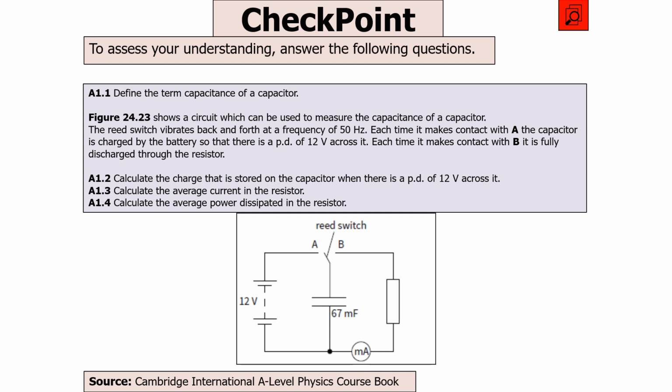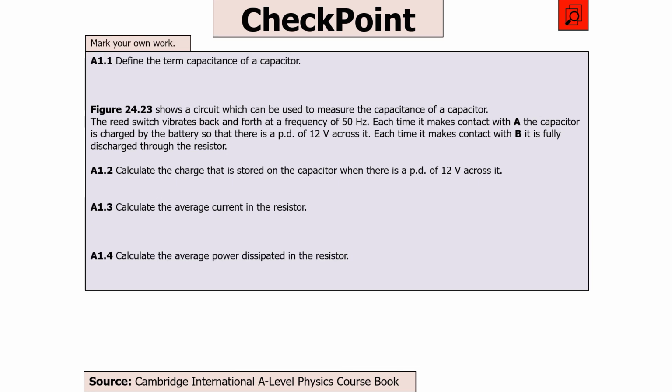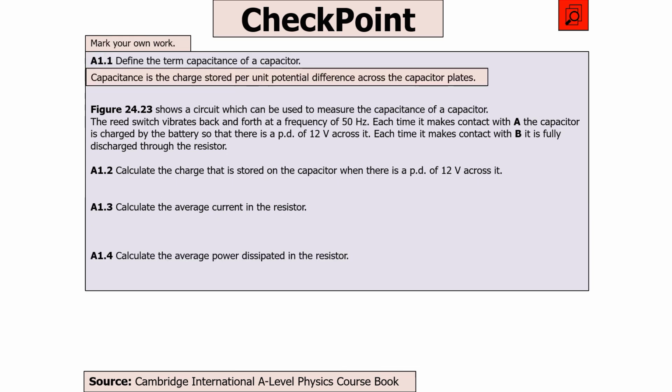Calculate the charge that is stored on the capacitor when there is a PD of 12 volts across it. Then calculate the average current in the resistor, and then calculate the average power dissipated in the resistor. So pause the video now, then unpause the video when you want to go through your answer. Right, in this first one, learn the definition of capacitance. It's the charge stored per unit volt across the capacitor plate, or per unit potential difference.